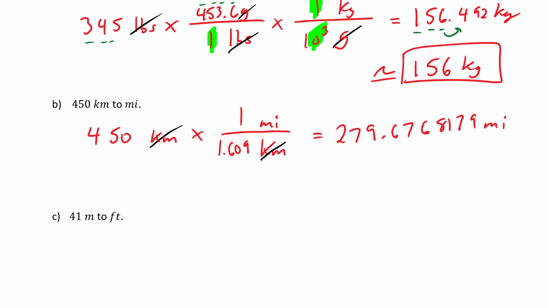Significant digits now. What do we have here now? Here we have 4, here we have 2. Going to round this off to 2 significant digits. 450 kilometers is 280 miles.